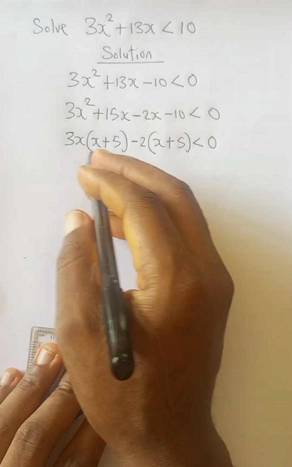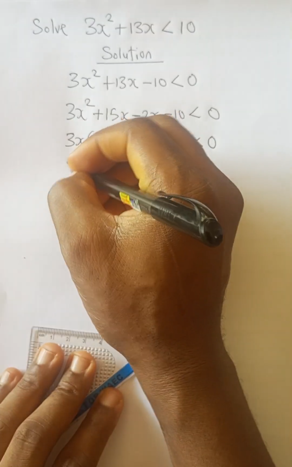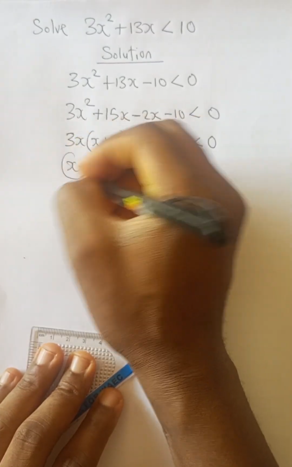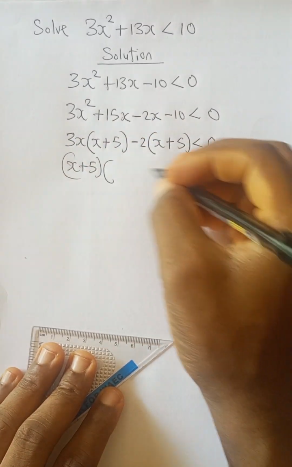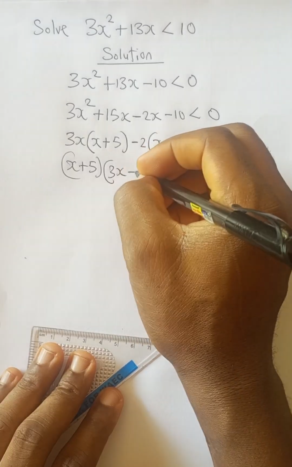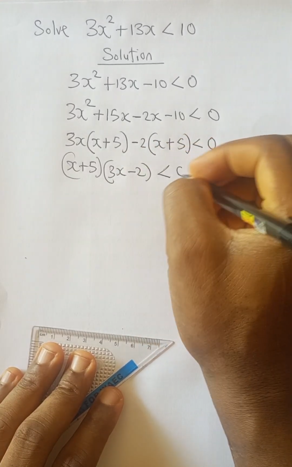So what is common now here? x plus 5 is common. Bring it out. If x plus 5 is outside, what will remain? It will definitely now remain 3x minus 2 is less than 0.